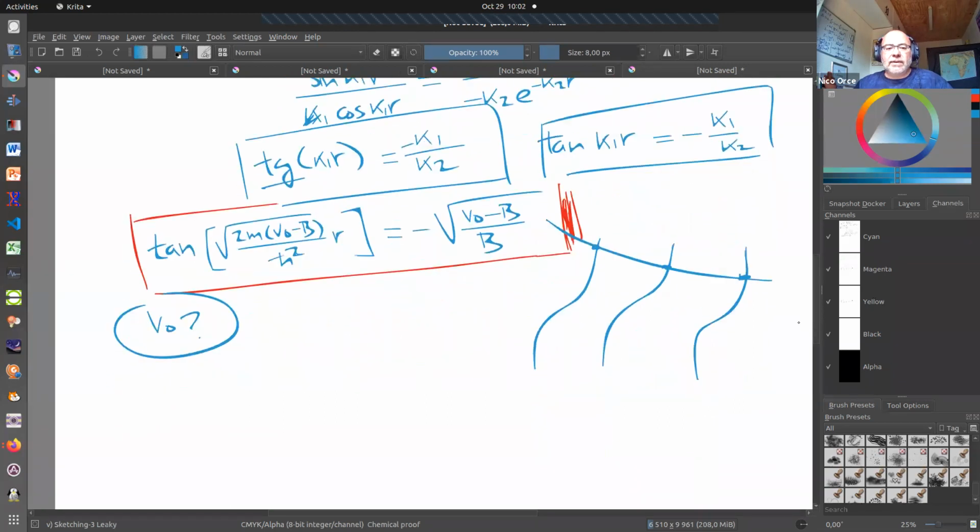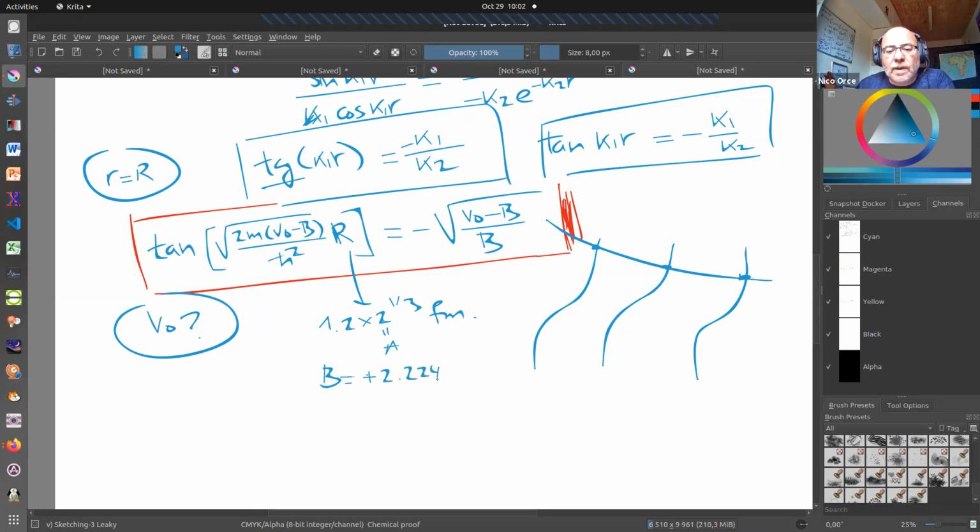And this equation by itself is important because, actually this should be R here, because we assume that the boundary conditions happen when R is equal to the radius of the nucleus. So this is the radius of the nucleus, which is equal to 1.2 times 2 to the 1/3, because this is equal to A, right? In Fermi. So what I want to say is that we have everything. We have B, which is always positive, 2.224 MeV.